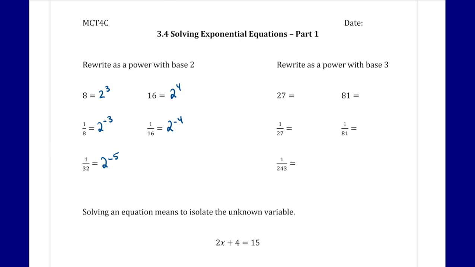These other ones on the right, I can rewrite these as a power with base 3, because 27 is the same thing as saying 3 to the power of 3. 81 is 3 to the power of 4. When they're fractions, it's just a negative exponent. So kind of the same pattern as the previous ones.